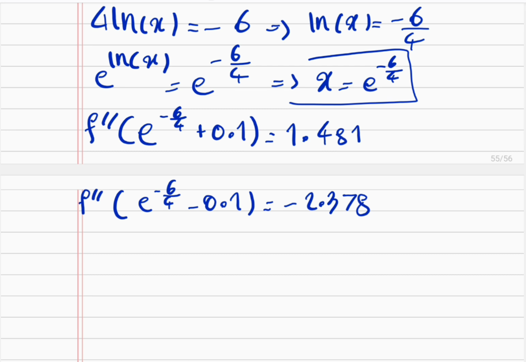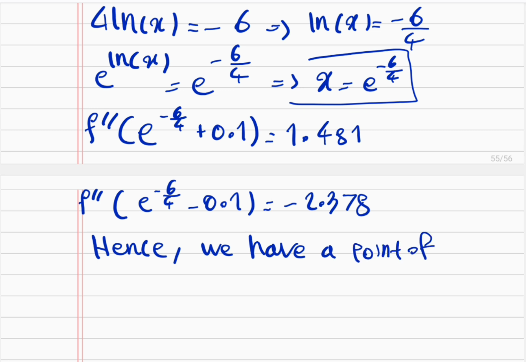And this simply means that we can conclude that, hence, we have a point of inflection with x coordinate e to the minus 6 over 4.